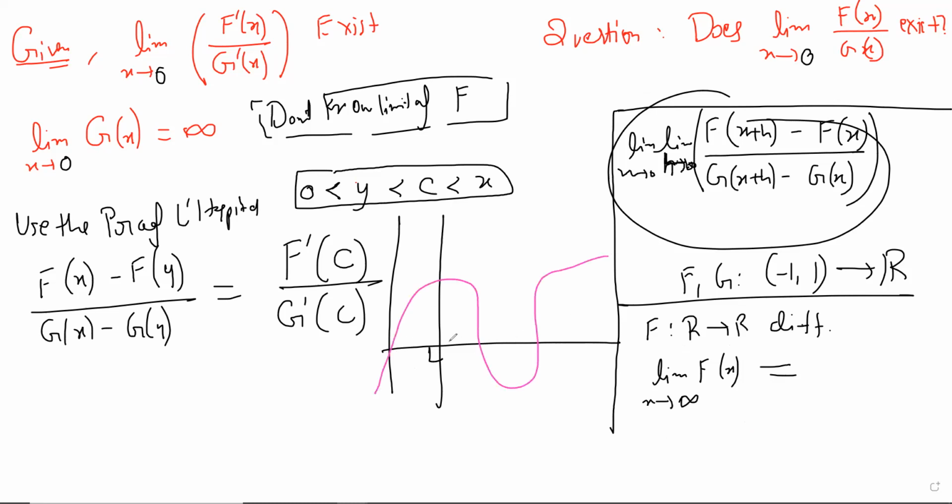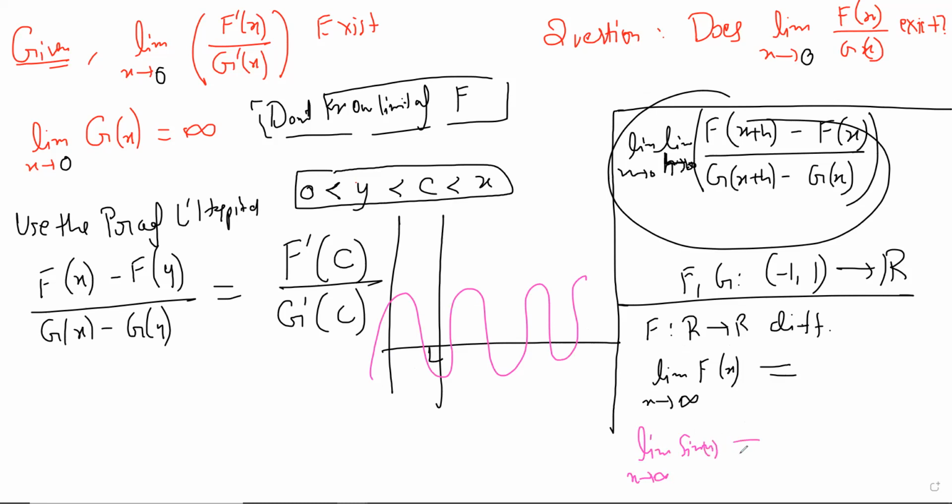But let's say you have a function like sine x, for example. So when x tends to infinity, where does sine x go? When we say where does it go, we are asking, does it go to some fixed number? And the answer is no. It does not go to any fixed number. It oscillates between 1 and -1.